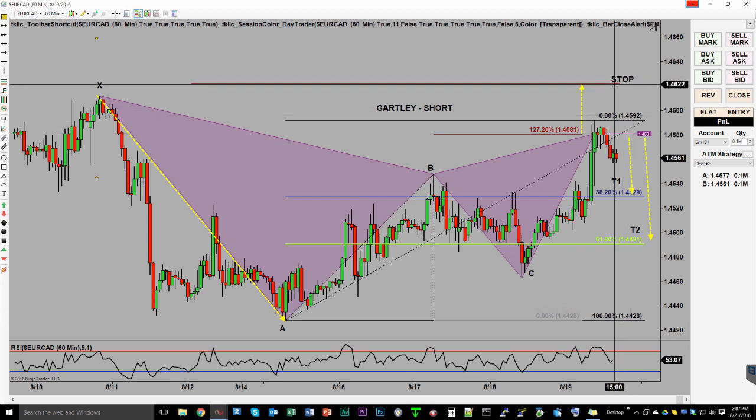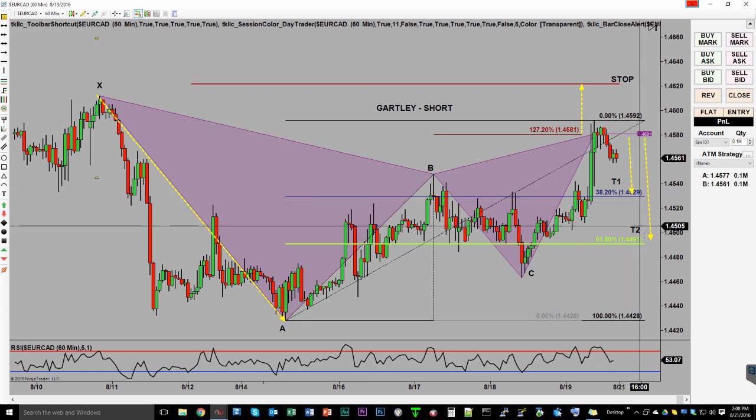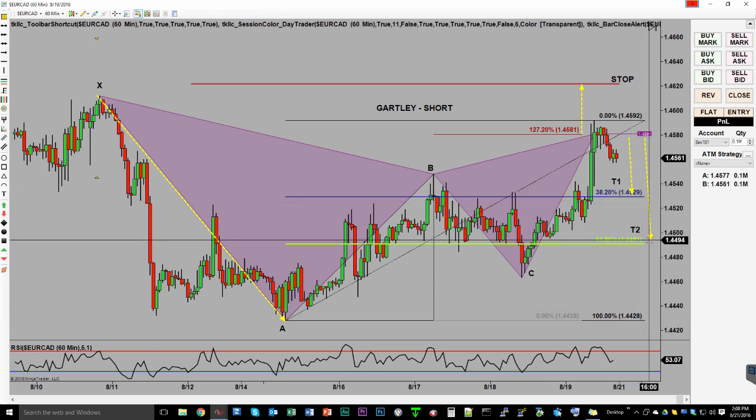Stops will go up here, 10 pips past X at about 46.22s. Targets, as long as we don't press past the previous high at 45.92s, still looking at the 3-2 here at 45.32, and then target 2 at 44.94s. So that's what I got for you guys this weekend.